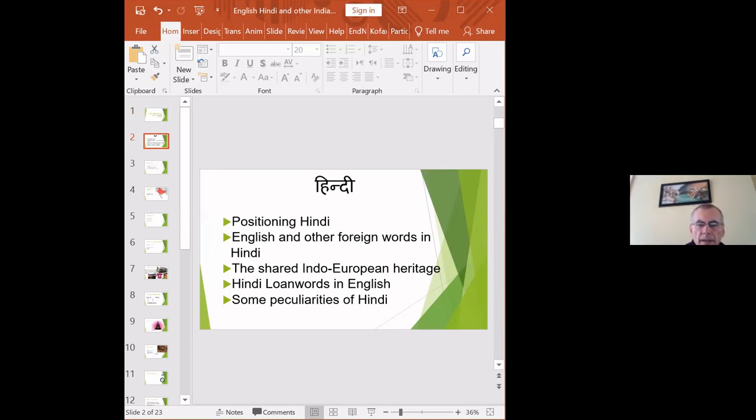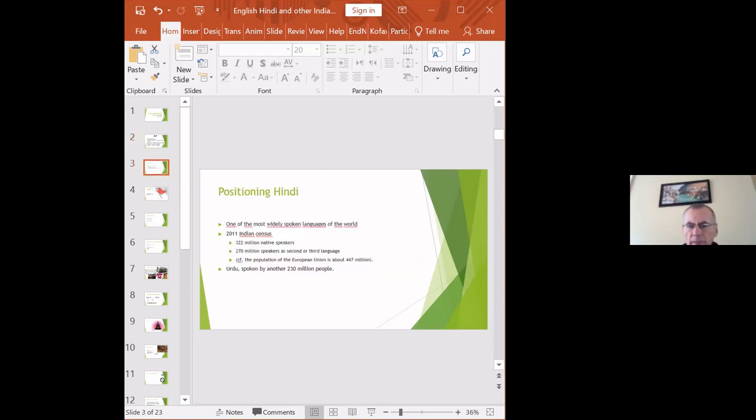First of all, let me show you how Hindi is situated amongst the other Indian languages. With 322 million native speakers and 270 million speakers as second or third language, Hindi is spoken by more people than the entire population of the European Union put together, which is about 447 million. Moreover, on a colloquial level, Hindi is the same as Urdu, spoken by another 230 million people. These numbers are just overwhelming.